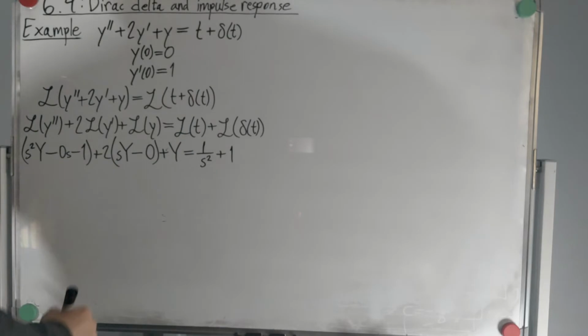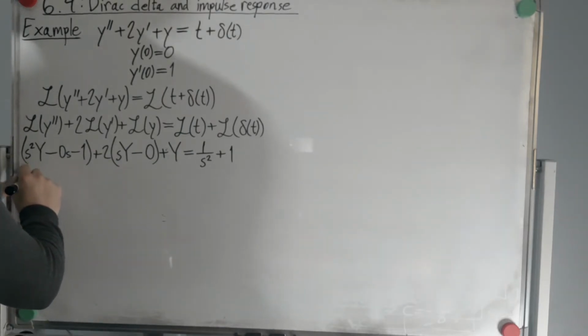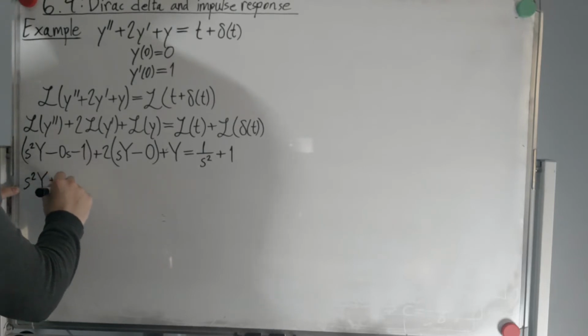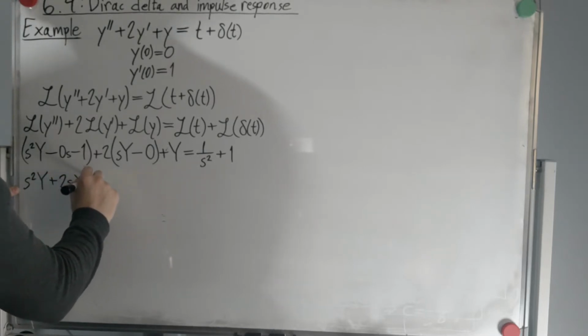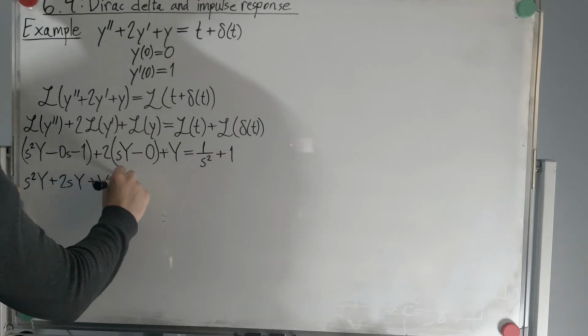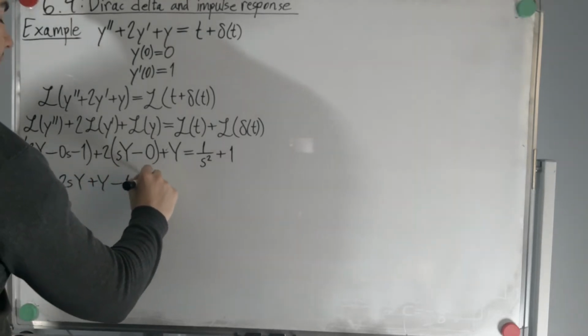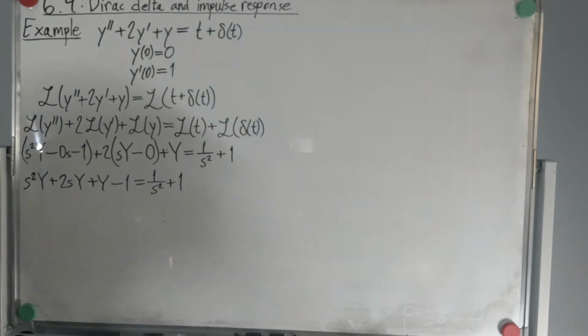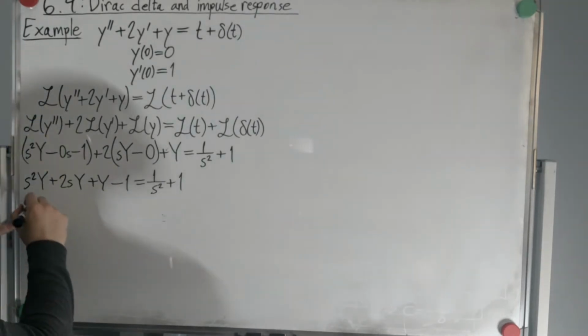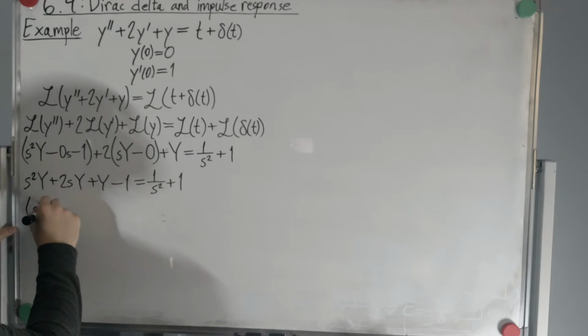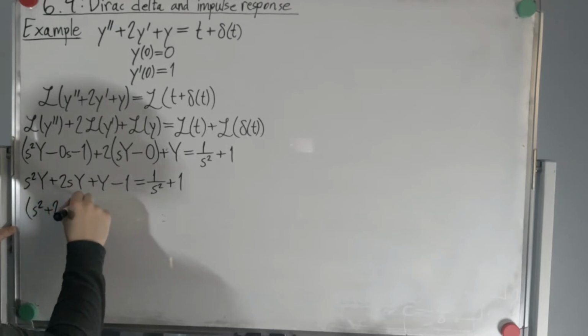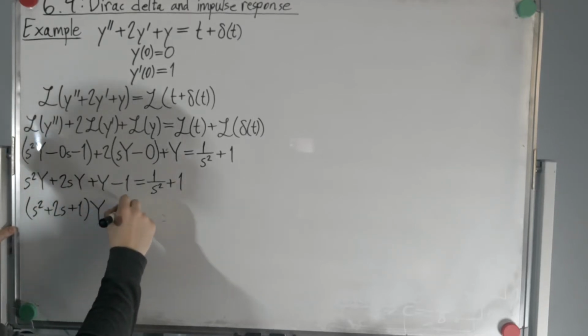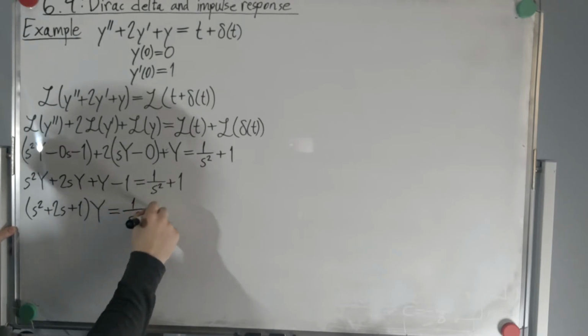So we can keep going. We get s squared Y plus 2sY plus Y minus 1 equals 1 over s squared plus 1. This gives us (s squared plus 2s plus 1) times Y equals 1 over s squared plus 2.